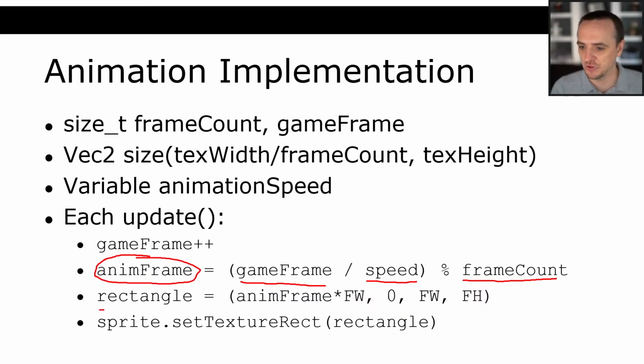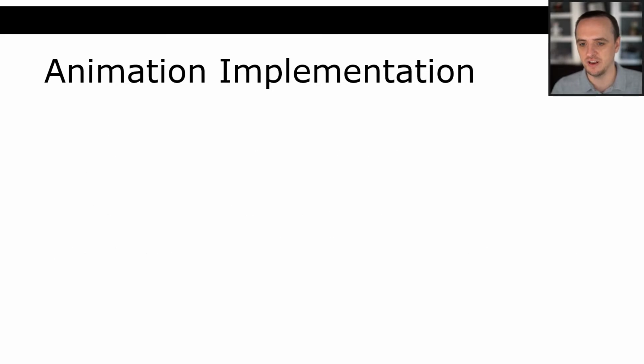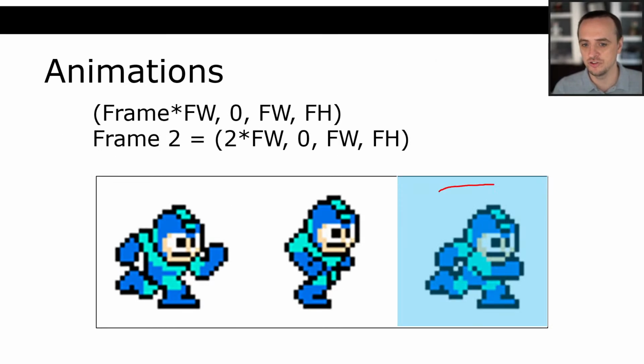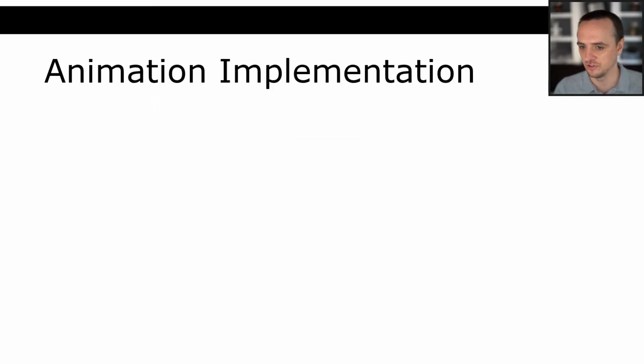So how I figure out the rectangle to be drawn is I take that animation frame, multiply it by the frame width, and then I have 0 width and height for the size, and then I say sprite dot set texture rectangle. And what that does is it tells the sprite to choose this part of the texture to draw, and then it'll draw that to the screen for me.